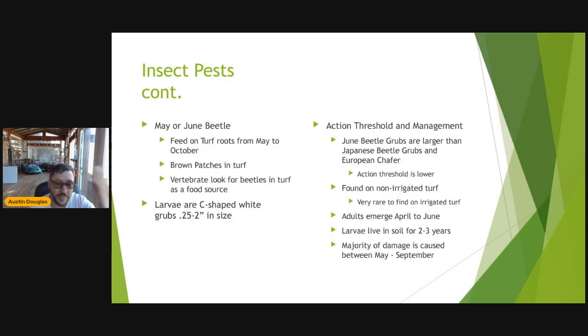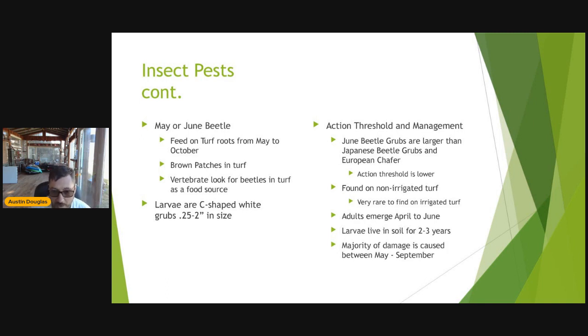The May-June beetle, I think everyone's seen these. I didn't put a picture on this one. They're going to feed on turf roots from May to October when they're in their larval stage, which creates brown patches in the turf. The vertebrate animals look for these beetles in the turf, larvae mainly, as a food source. They're a C-shaped white grub, just like all these other grubs. They're all C-shaped. They're all white. They could be anywhere from 1/4 of an inch to 2 inches in size. So these ones are a little bit bigger. Again, really good fishing bait.